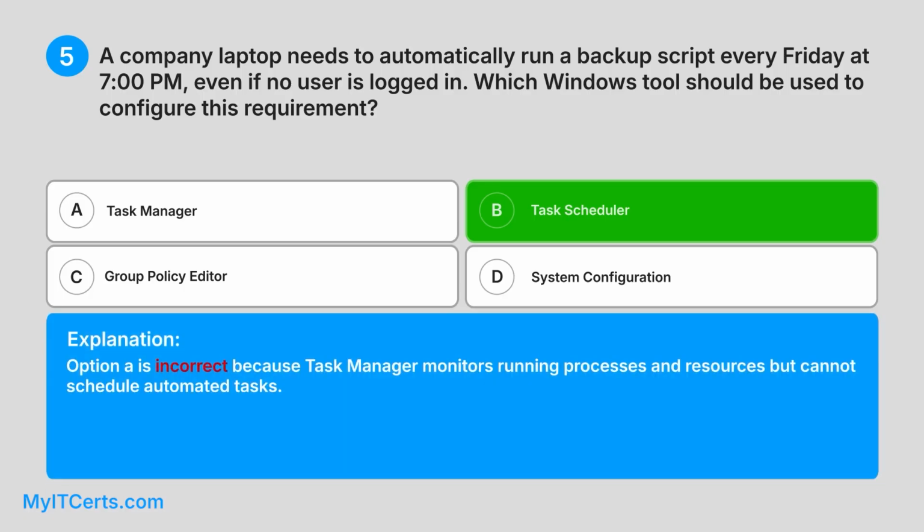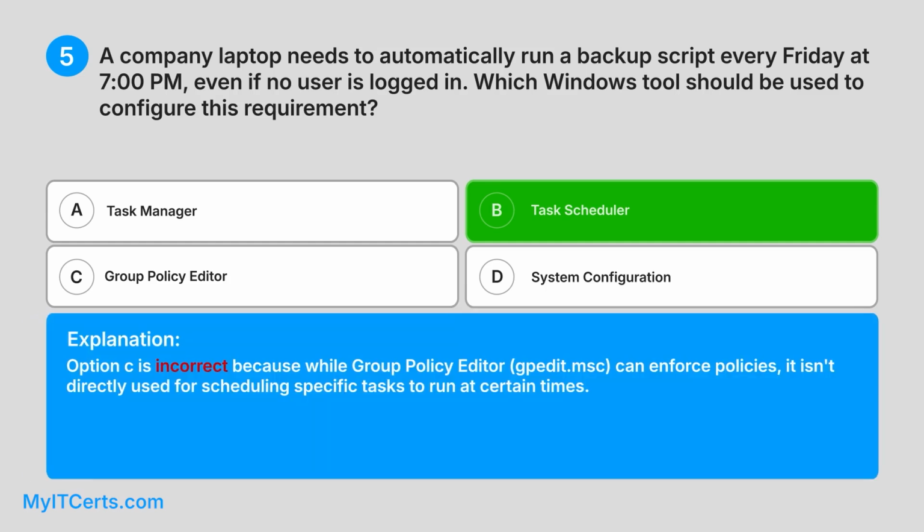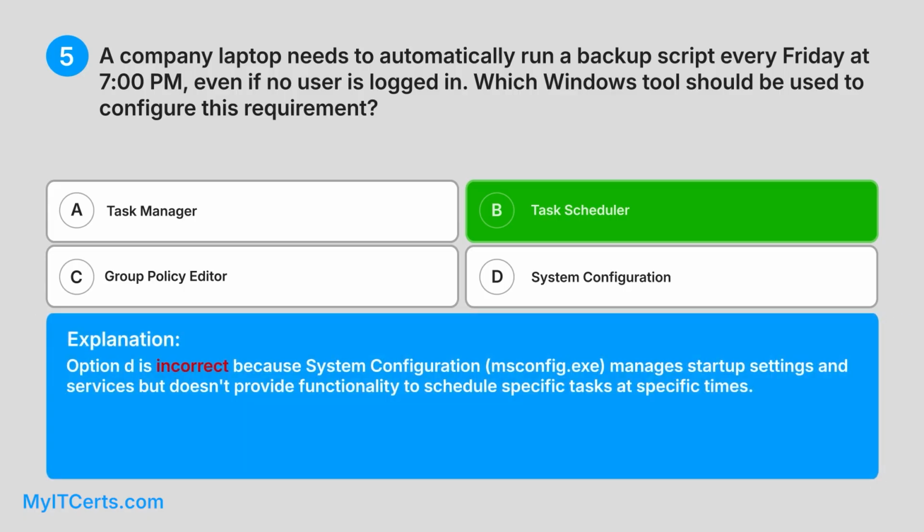Option A, Task Manager, is incorrect because Task Manager monitors running processes and resources, but cannot schedule automated tasks. Option C, Group Policy Editor, is incorrect because while Group Policy Editor, gpedit.msc, can enforce policies, it isn't directly used for scheduling specific tasks to run at certain times. Option D, System Configuration, is incorrect because System Configuration, msconfig.exe, manages startup settings and services, but doesn't provide functionality to schedule specific tasks at specific times.